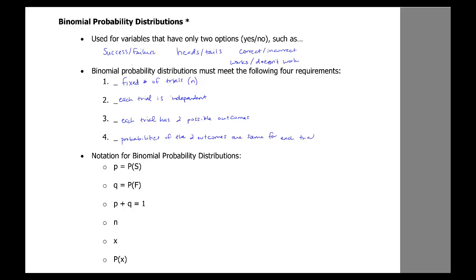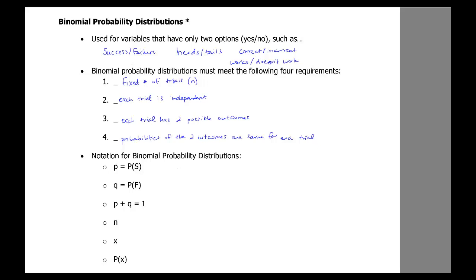So, for example, if I was flipping a coin, the probability of heads would be 0.5 and the probability of tails would be 0.5. That needs to be true for every time I flip the coin. If you're guessing on something and say that the probability of a correct guess is 25% because there's 4 choices, that 25% has to hold up for each trial or each question that you guess the answer to.